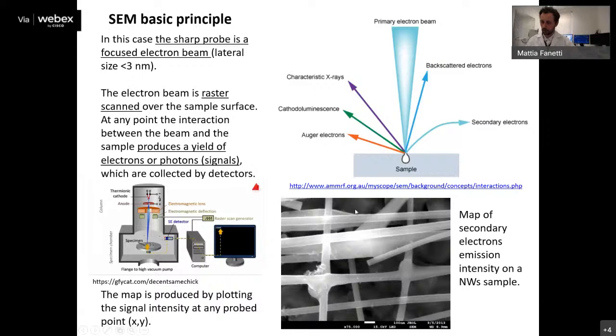So, for example, this is an image of secondary electrons, and in each point, I measured the intensity of the secondary electrons, and I plotted in grayscale the intensity according to a given scaling that I decided.